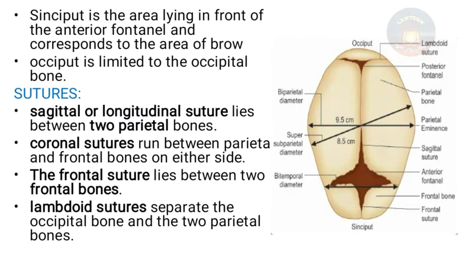Next, the frontal suture lies between the two frontal bones. This is only seen in neonates or newborns. Later on it will get ossified and become a single bone. Then the lambdoid suture separates the occipital bone and the two parietal bones. All these are given in this picture. You can just observe the picture and understand the concept.